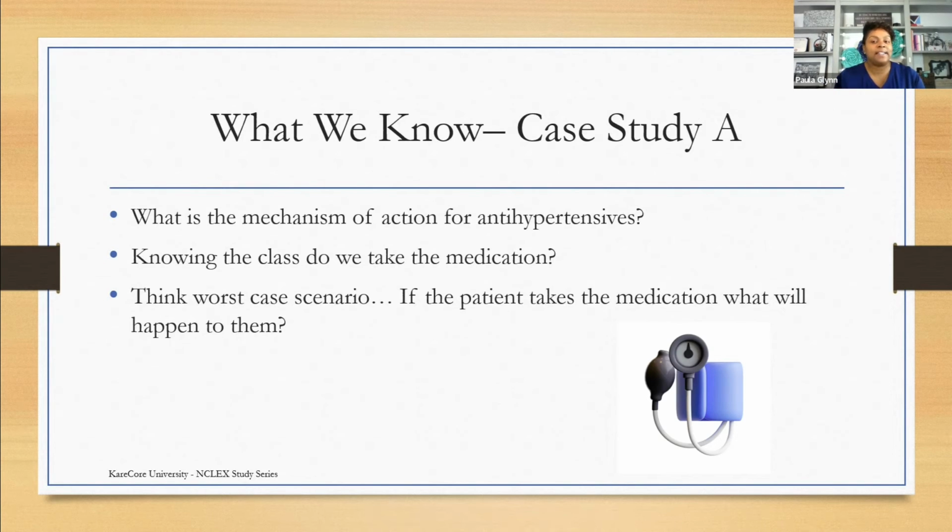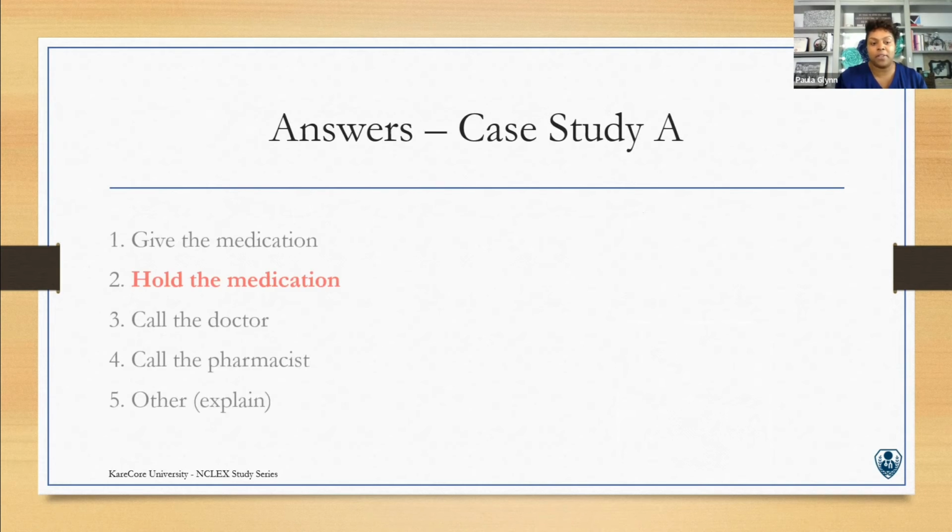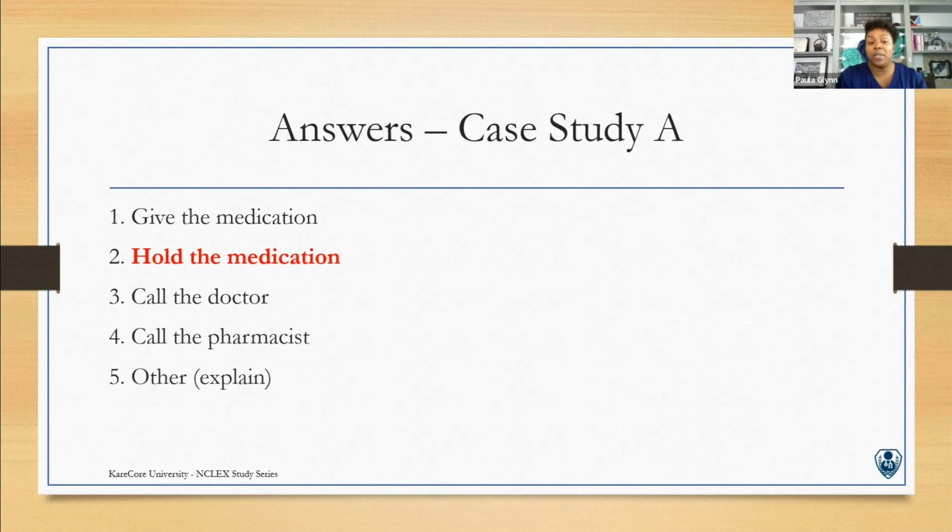As we're thinking about the answer, you will want to think about the worst case scenario. If the patient takes the medications, then what will happen? What's the worst case scenario for this? Antihypertensive medications before dialysis can cause hypotension. But some studies say to take them to avoid cardiac arrhythmias. So let's talk about the answers. What you're going to want to do is hold this medication.